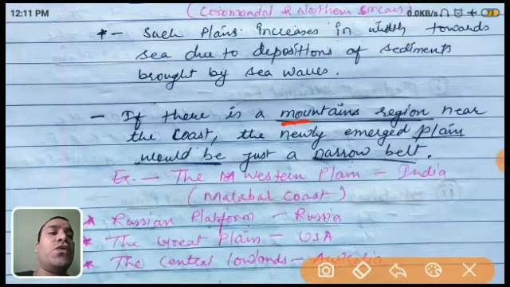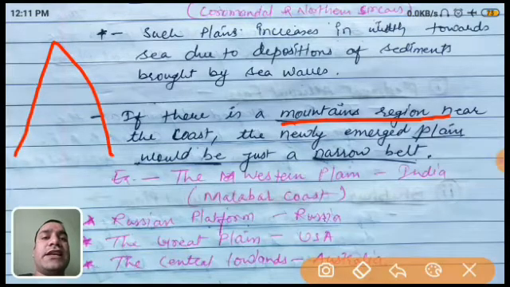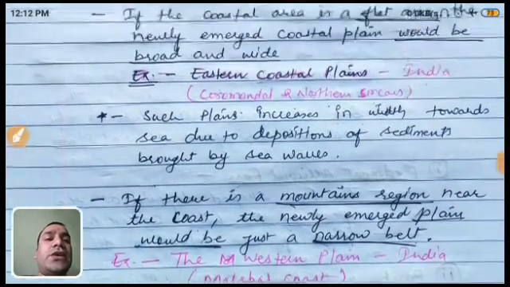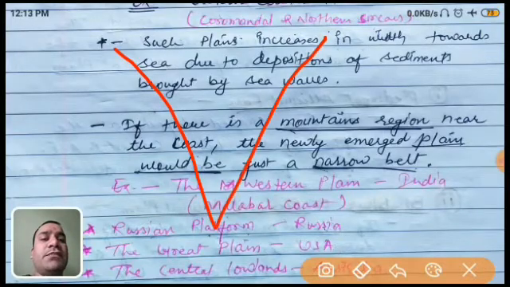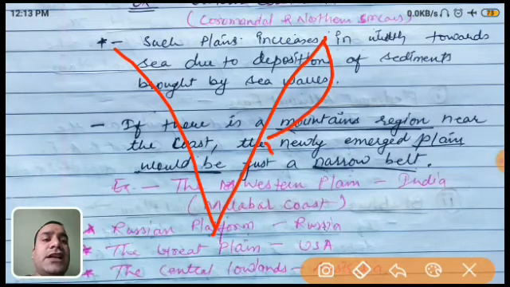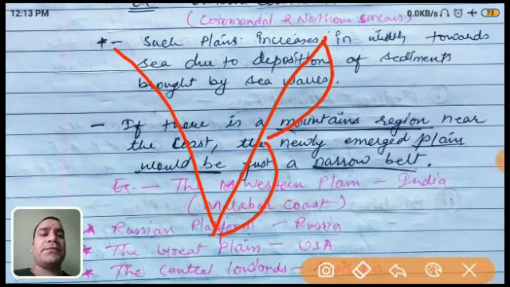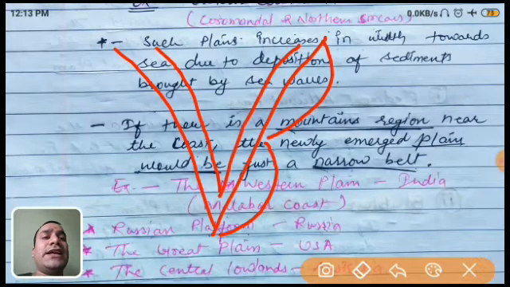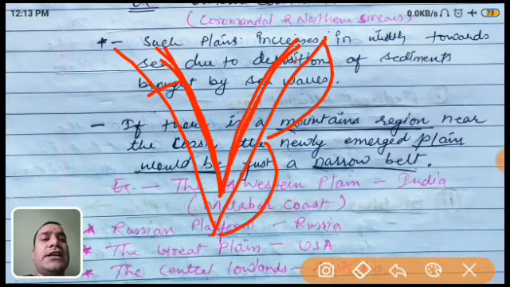Now what will happen? If here there is a mountain range and then an ocean, the newly emerged plain near the coast would be just a narrow belt. Let me explain with these two examples. As I told, if we see the southern part of India, here it is the Northern Circars and here it is the Coromandel. But before that you have to know that there are two mountain ranges. This is called the Western Ghat and here it is called the Eastern Ghat.